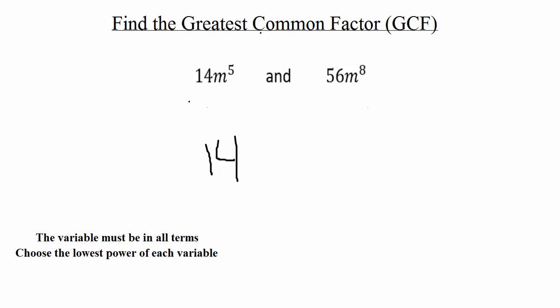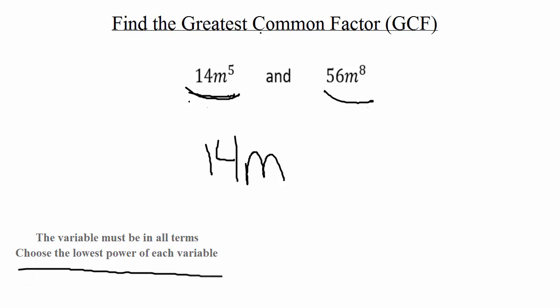So what we need to know about variables is this. First off, we need to check to make sure that each one of our terms does have that variable. So make sure that here we're looking at the letter M. I have a letter M here, I have a letter M here. So it is in common with both of them. We just need to figure out how many M's we have in common. And that comes from right over here.